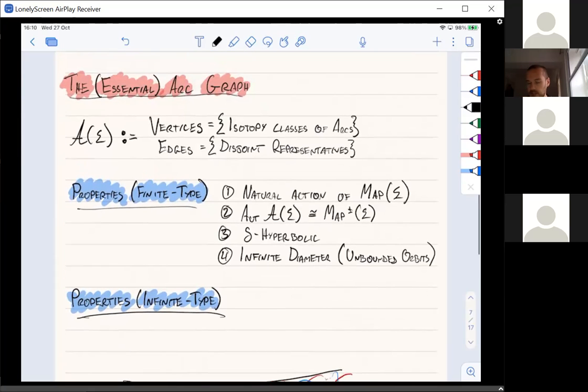So what are the properties? Does this carry over to infinite type surfaces? Well, partly. You do get property 1, there's a natural action. Property 2, for this particular graph, isn't known. More light is being shone on this, and it's looking like this might be true, but we don't know for sure yet what the automorphism group of this graph is. Let's ignore 3 for now. 4, this is not true. This graph is no longer infinite diameter.